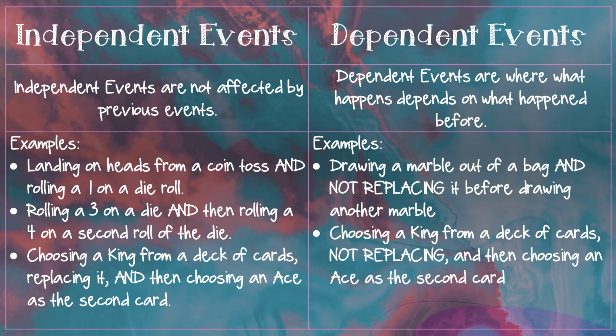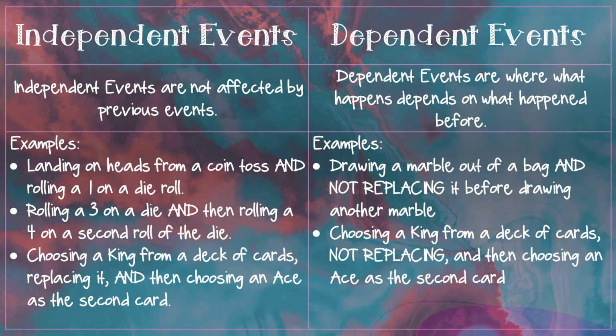Spinning a spinner and then rolling a die. Those are things that have no impact on the other one. Dependent events are where what happened before will impact what happens next. So we did a couple examples with marbles. Let's say we pull a color out of a bag and we don't put it back, and then we choose another marble. That will impact the probability of the second event.